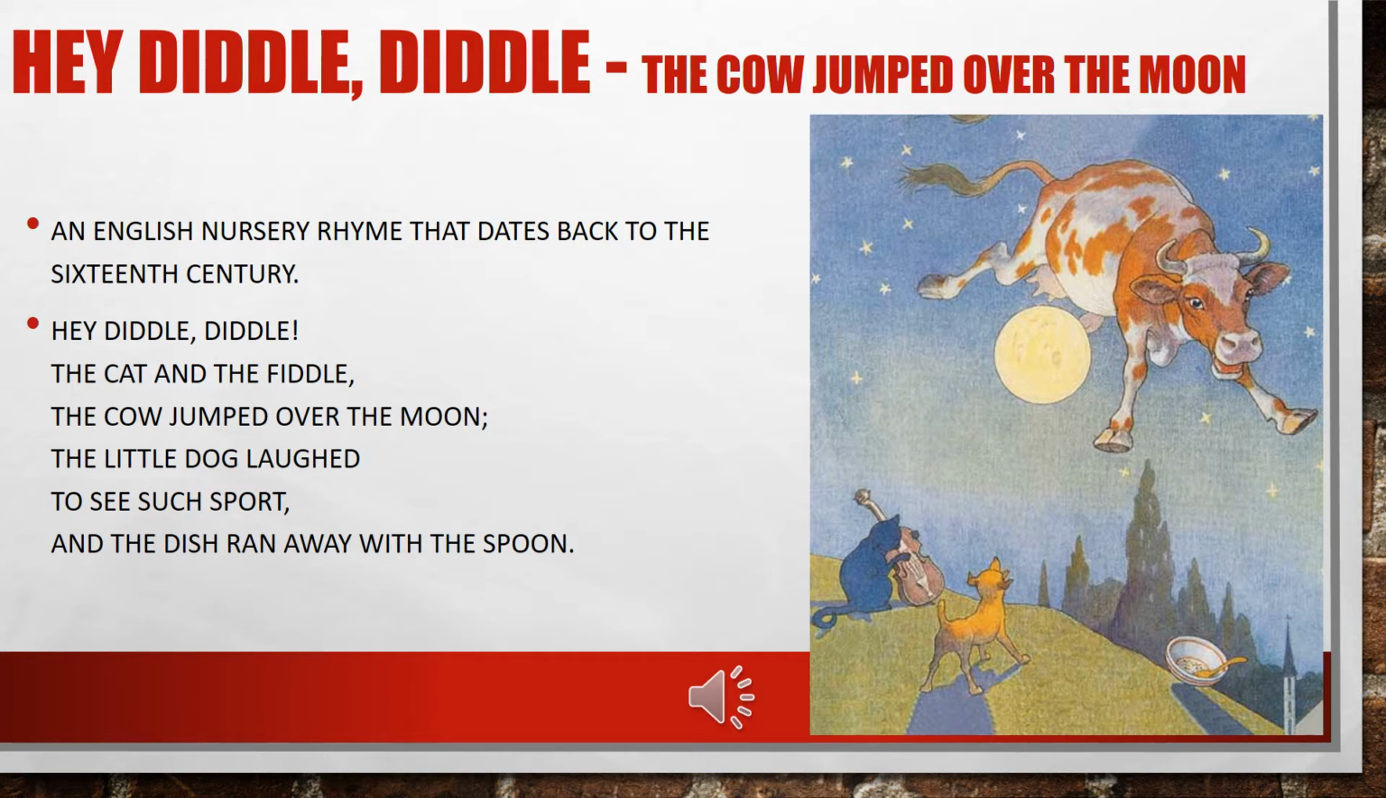So once again, we are mixing history with nursery rhymes. We have here the Hey Diddle Diddle rhyme, which is the reference in the poem to the cow jumping over the moon. And this is an English nursery rhyme that dates back a long way to the 16th century. And it goes, Hey diddle diddle, the cat and the fiddle, the cow jumped over the moon, the little dog laughed to see such sport, and the dish ran away with the spoon. So that's probably something that you learned as a young child. And again, it's that idea that history and what we teach our children isn't necessarily the most important things. It's just the stuff that we want to tell them.